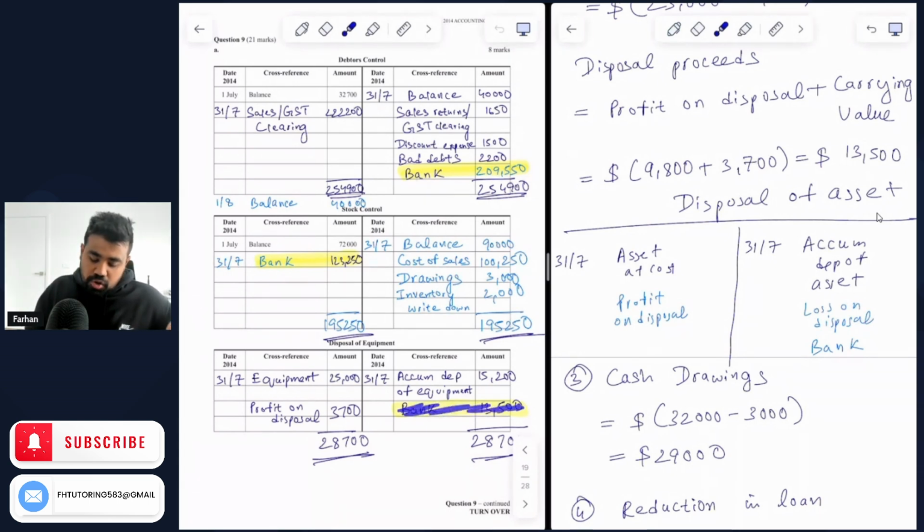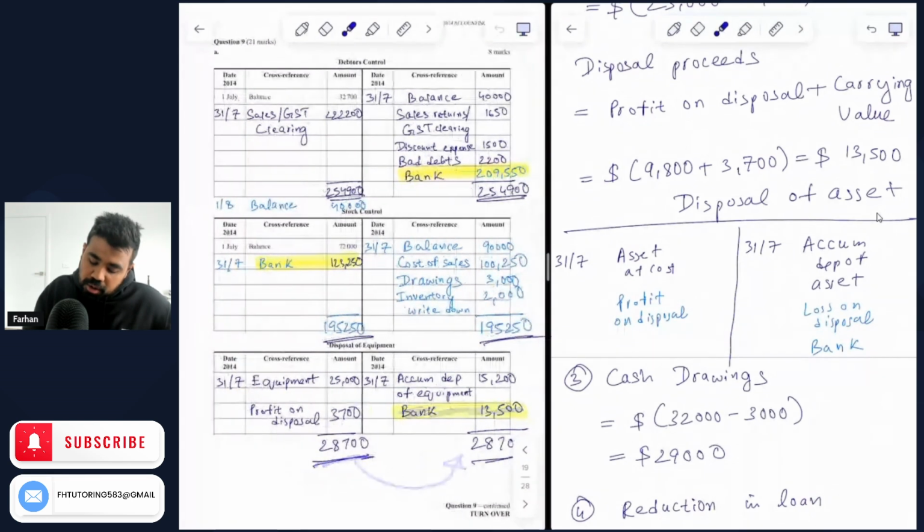Again, you take a glance, you know the heavier side is the debit side. You find the total, which is 28,700, which must be the total on the credit side. And once you subtract the accumulated depreciation of 15,200, you get $13,500, which refers to the cash that you have received by disposing this equipment. All right, and that is $30,500.